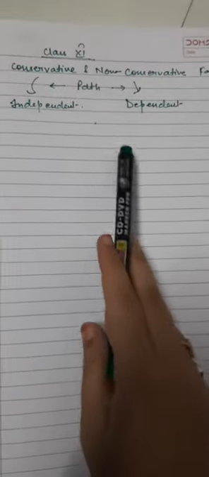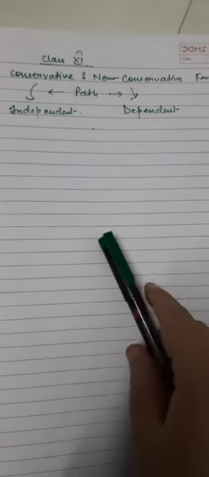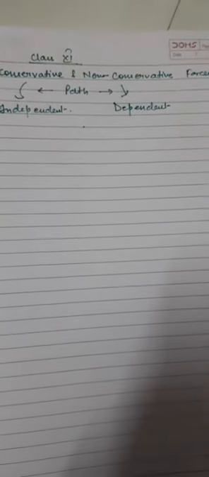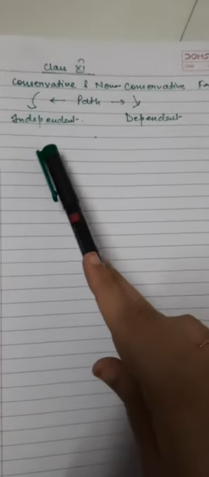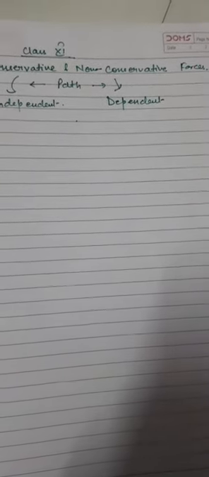The video for class 11 and the topic which we are starting today is conservative and non-conservative forces. So the first and foremost line for this topic is what? Conservative forces and non-conservative forces are only dependent on one thing, that is path. The force which is path independent can be called conservative force, and the force which is path dependent can be called non-conservative force.